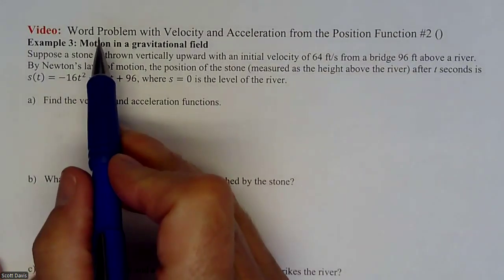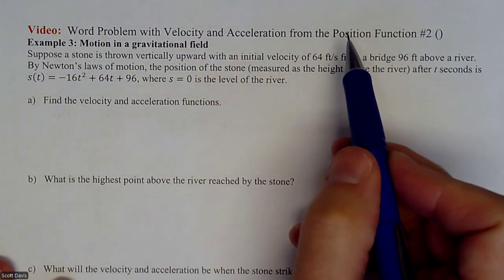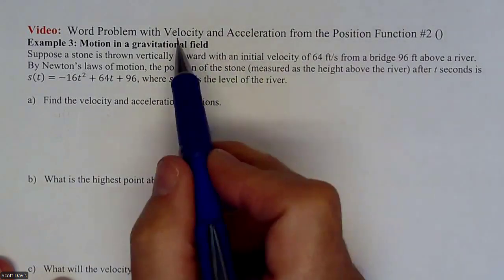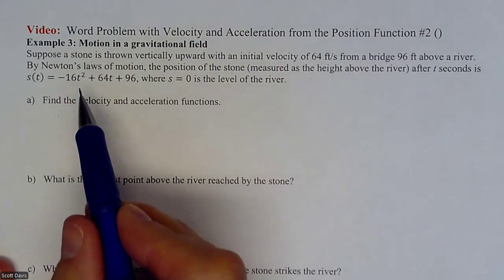In this example, we have a word problem that's going to involve velocity and acceleration coming from a position function. So we're going to have some questions related to velocity and acceleration. And the given information is we're going to have a position function.